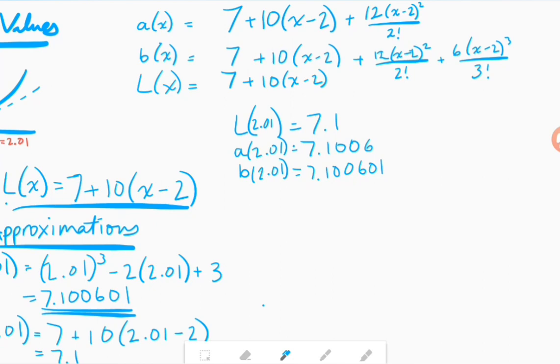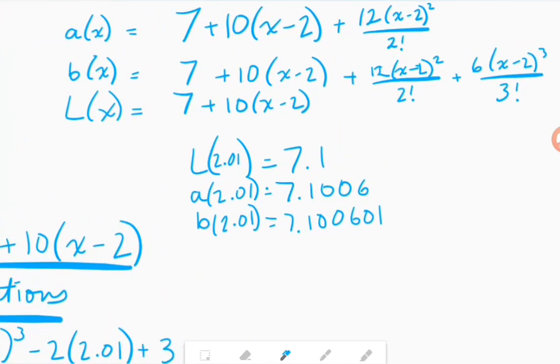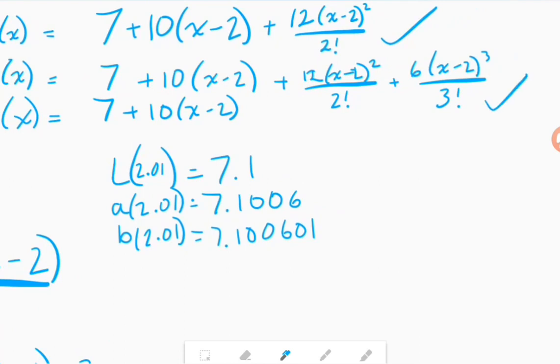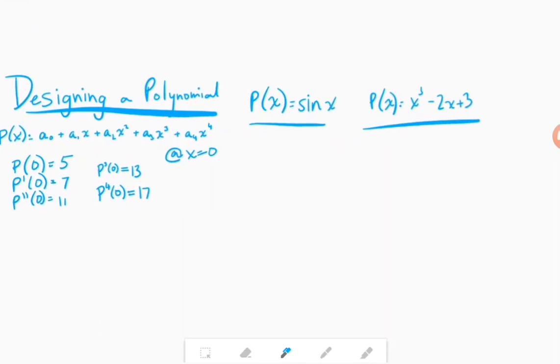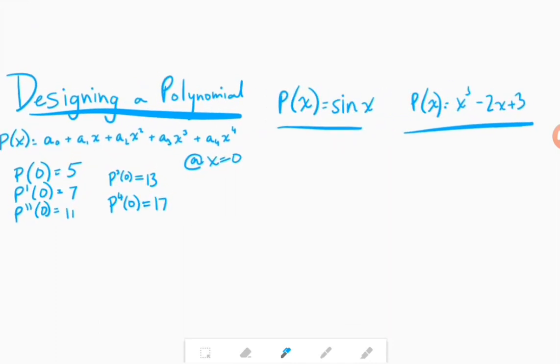So the question still stands, how did we get these functions, right? And in order to get these functions, we need to design a custom polynomial. So let's take a step back. We've established that we use these polynomials to approximate other functions, to get values of functions like this one that we've dealt with before. Or it could be something as general as sine of x, right? So we could have polynomial approximations of values on the sine of x graph.